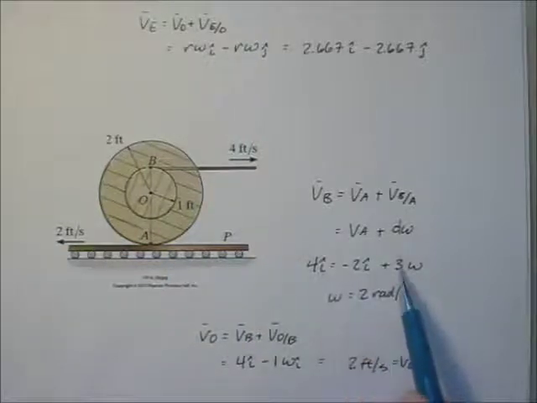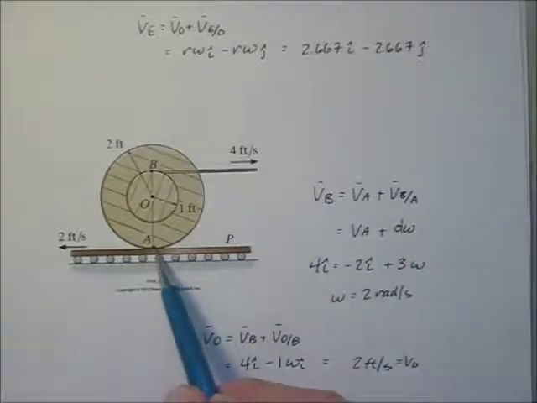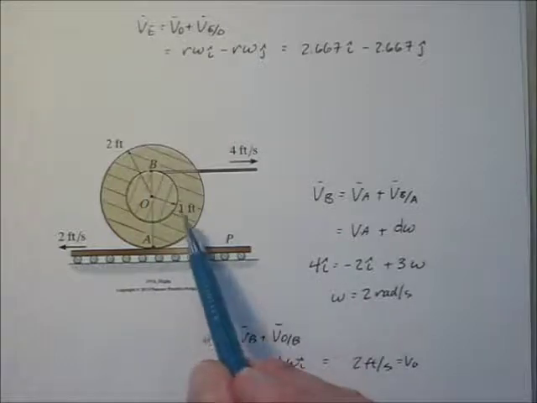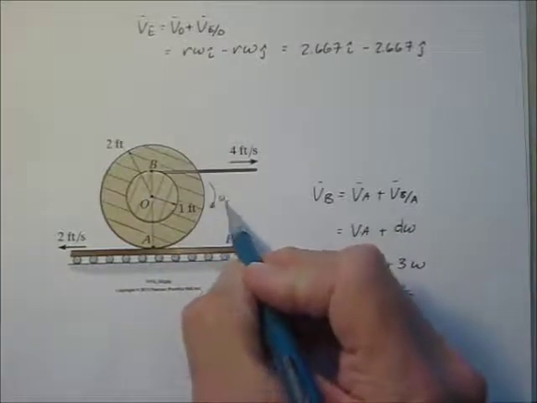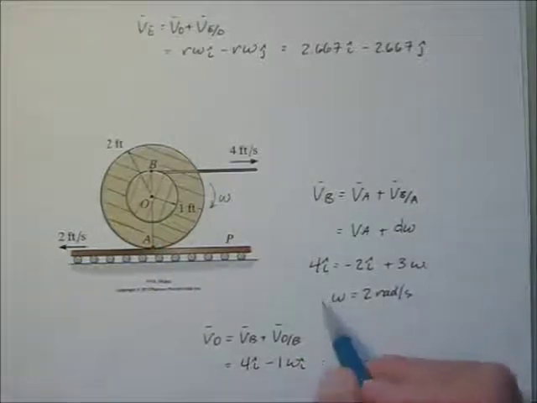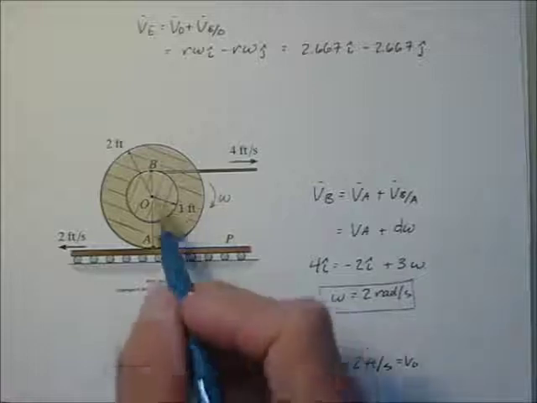All right, and the B with respect to A, again, is if A was not moving, what would B look like? Well, it would have this distance times this omega. There's going to be an omega going in this direction. So this distance is 3 times omega, and I can solve for omega as 2 radians per second.